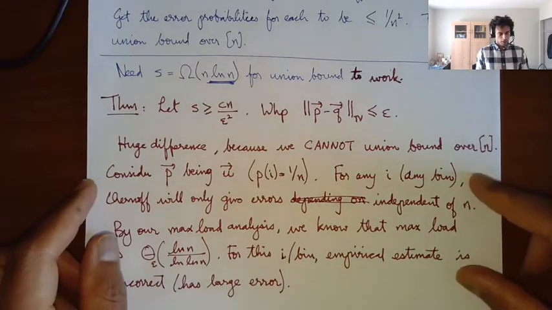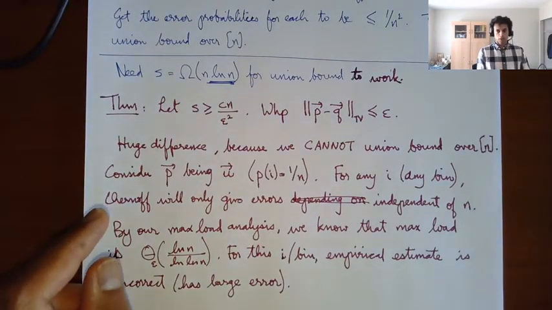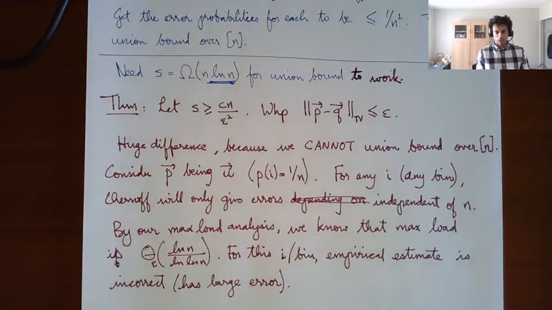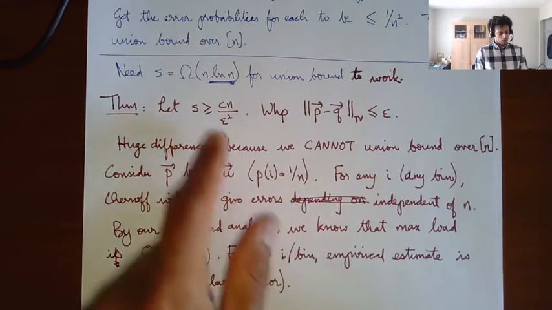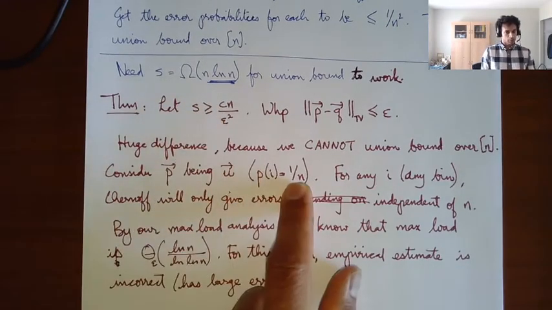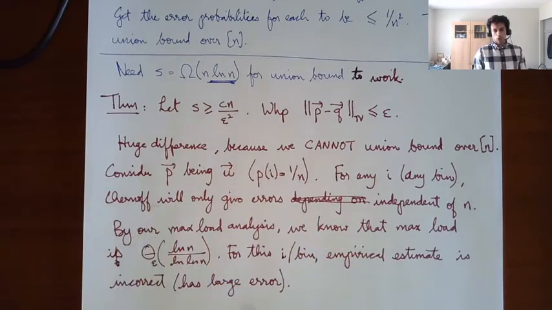Now the technical roadblock is if you start applying the Chernoff bound to each i, which is to each bin. You ask how many balls fell into that bin. The expected number of balls is going to be some constant, only depending on C and epsilon. It's going to be independent of n. As a result, the Chernoff bound will only give you errors independent of n, because the expectation is essentially independent of n.